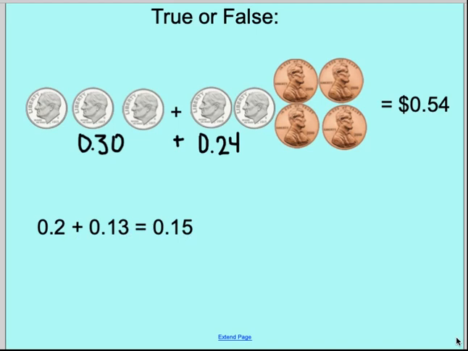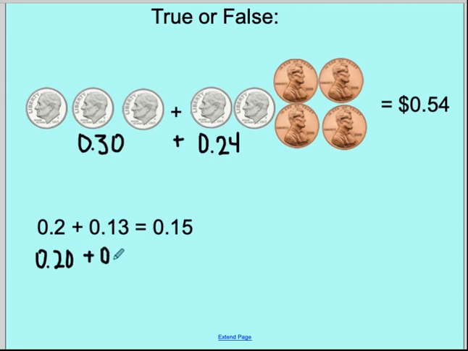True or false? All right, so I'm going to guess the room is split on this one, because 2 plus 13 is in fact 15, but is this really a value of 2? Is it the same as 2 hundredths, 2 tenths, 2 wholes? It's really the same as 2 dimes, right? It's in the tenths column. So this would be worth 2 dimes, otherwise known as 20 hundredths. So you could even think about it like that, 20 hundredths plus 13 hundredths.